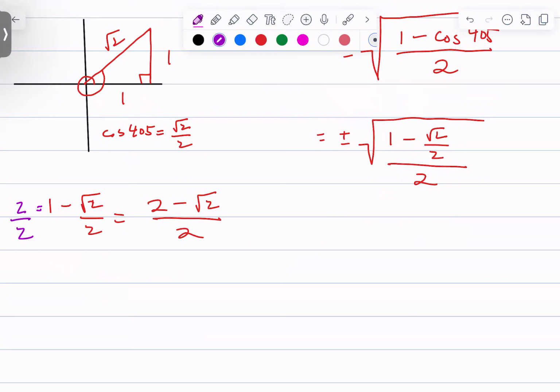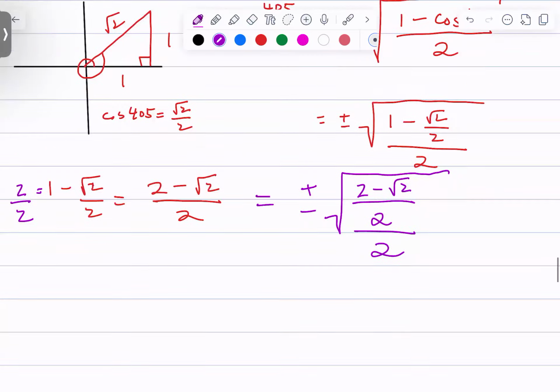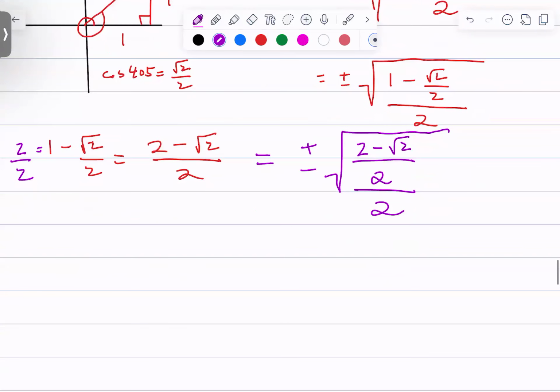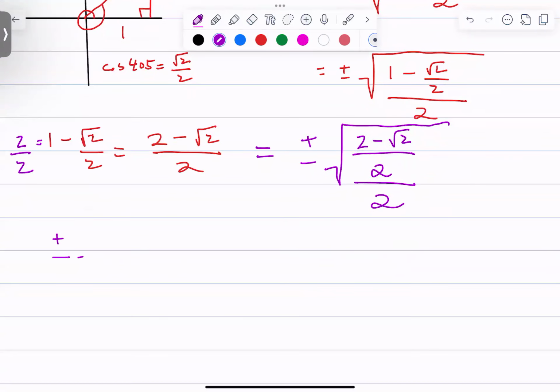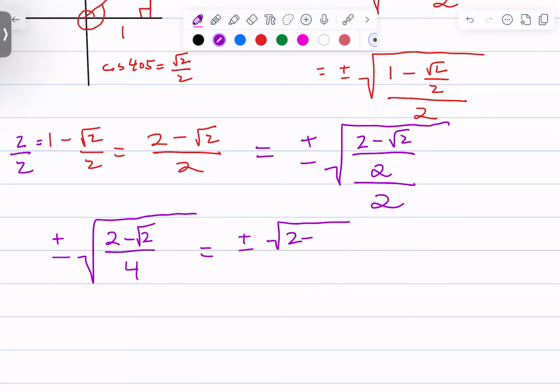So if we have that, then to plug it back in, we have the square root of 2 minus square root of 2 over 2, all over 2. Keep, change, flip it. If you do that, you're going to get 2 minus square root of 2 over 4. Okay, so your answer would be plus or minus the square root of 2 minus square root of 2, all over 2.